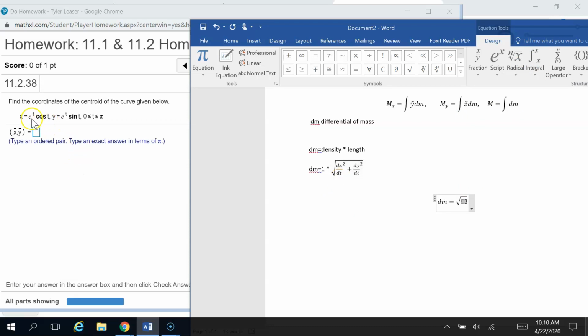We have this e to the t cosine t, which means when we take the derivative, we're going to have to do product rule stuff. So we're going to do the first, e to the t, times the derivative of the second, which is sine t, plus the second, cosine t, times the derivative of the first, which is e to the t. And then that is all going to be squared.